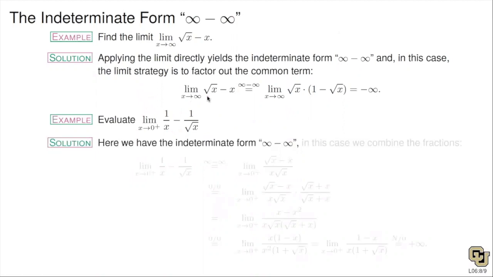I'm going to stop right here. I will continue with this example next time. Of course, you can read ahead and should, and I'll finish up this example next time.